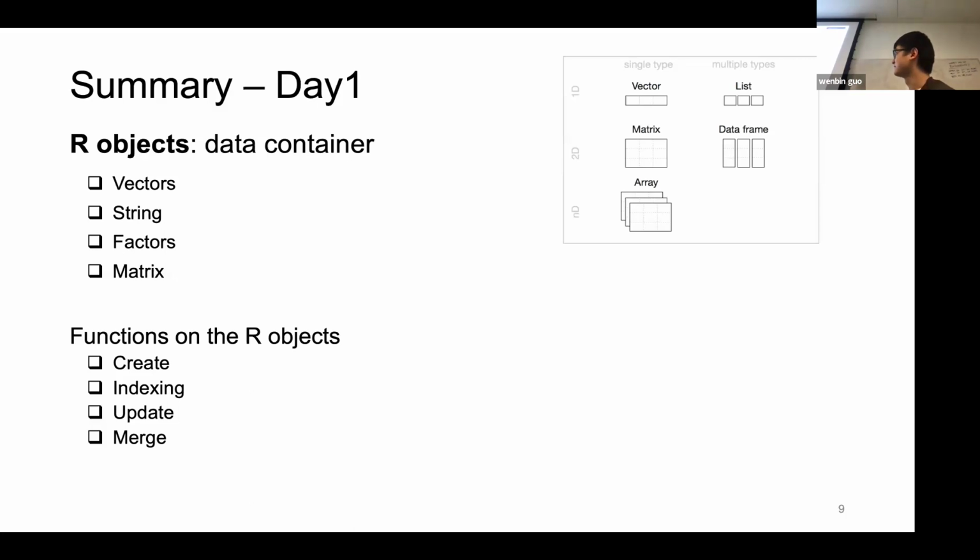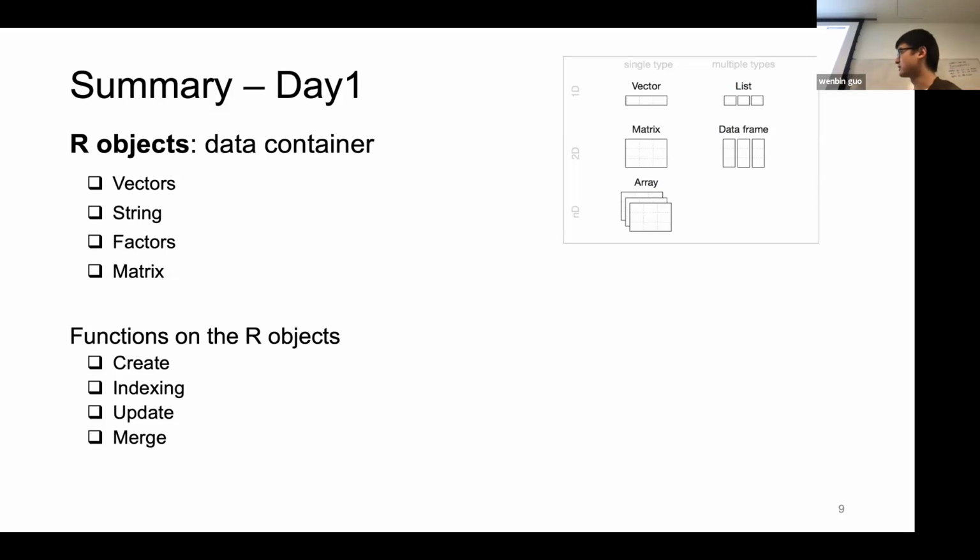Based on the type, we can also have a vector of strings, and when the strings have some kind of duplicates, we can actually store the strings as a factor, and store the whole data as a factor, which is the numbers with labels. The labels are the strings.